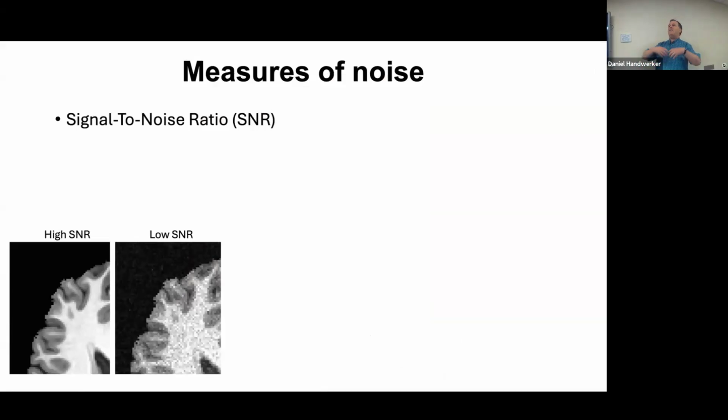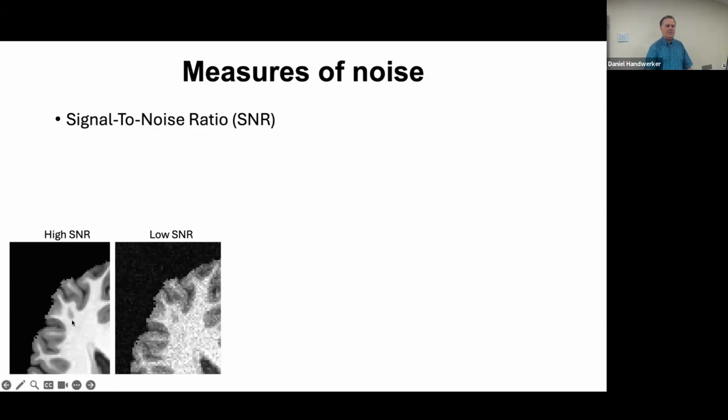So that's sort of my caveat going in, and I'll keep coming back to that in these applications. But I also want to take a step back and talk about, when we're talking about noise, what are some measures we use? A common measure is signal to noise ratio, which, typically in MRI, where we use SNR to refer to structural images.